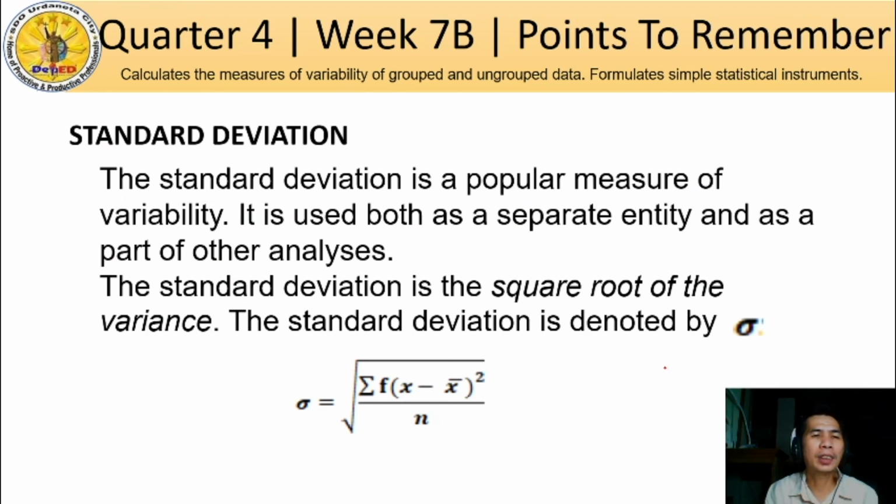Okay, next and the last one is the standard deviation. The standard deviation is a popular measure of variability. It is used both as a separate entity and as a part of the other analysis. Standard deviation is the square root of the variance. So kung may nakuha na natin yung variance, take the square root lang nun, makukuha na natin yung standard deviation. So, kailangan mauna nating makompute yung variance bago yung standard deviation.